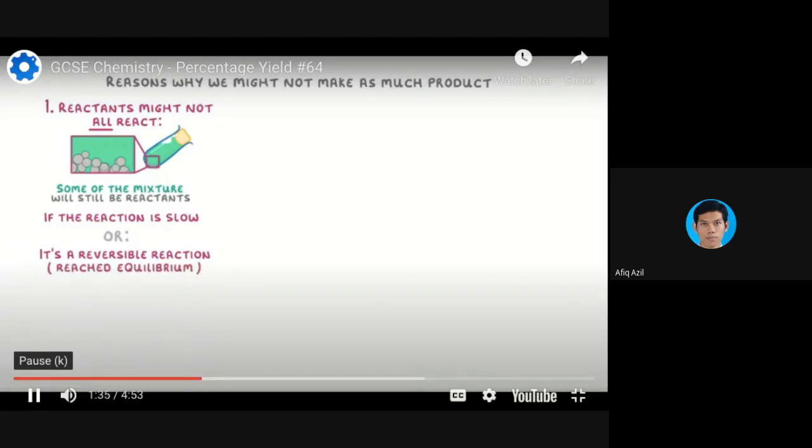For example, if we reacted nitrogen and hydrogen to make ammonia, it wouldn't ever go to completion because it's a reversible reaction. So some of the ammonia would keep breaking back down into nitrogen and hydrogen.